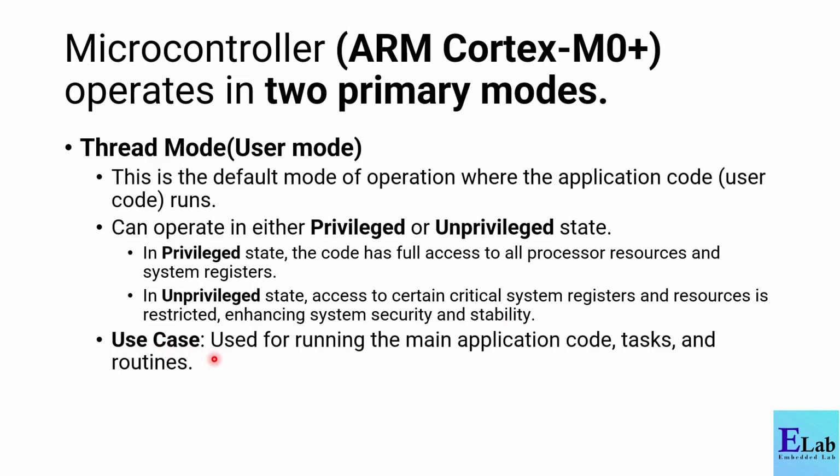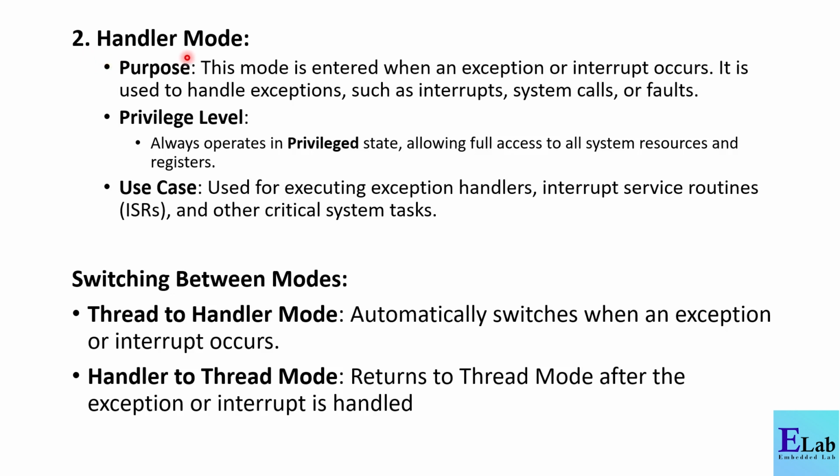The use case of the thread mode is running the main application code, tasks and routines. The next operational mode is handler mode. This mode is entered when an exception or interrupt occurs. It is used to handle exceptions such as interrupts, system calls or faults. In this operational mode, the CPU always operates in privileged state, allowing full access to all system resources and registers. This mode is used for executing exception handlers, interrupt service routines, and other critical system tasks.